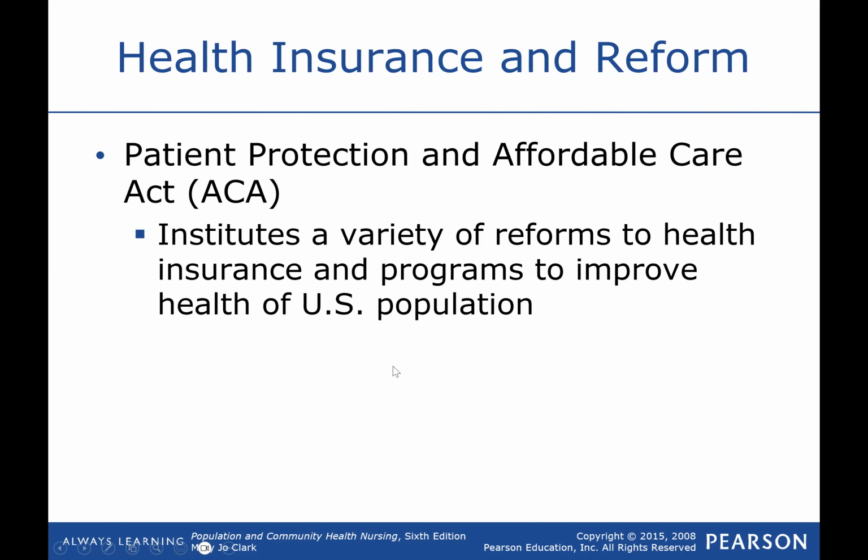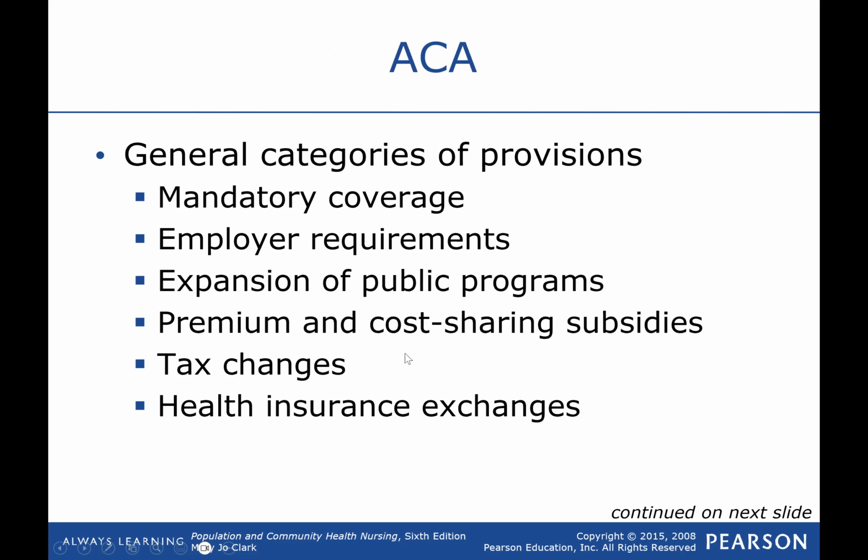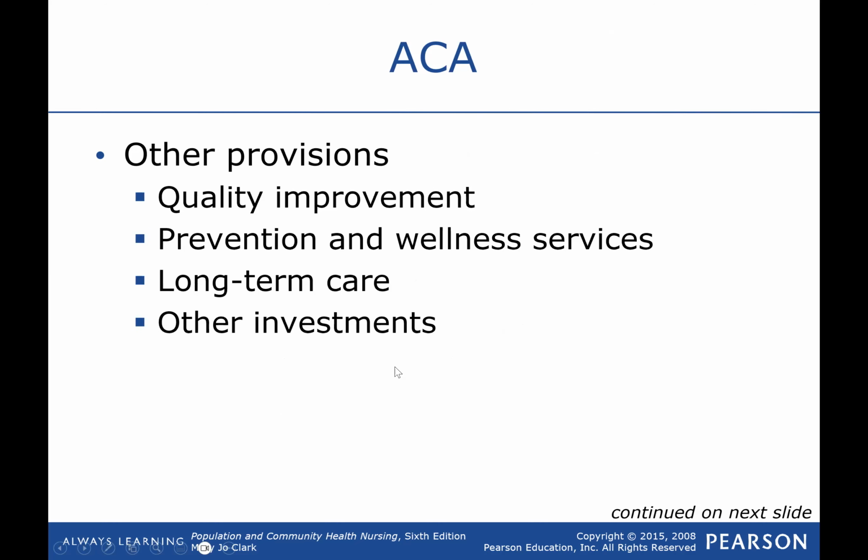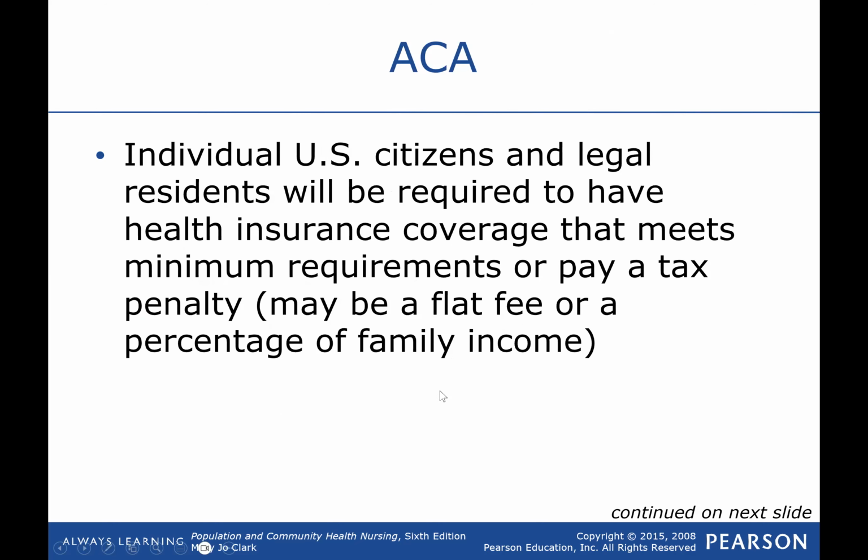So health insurance and reform, we have the Patient Protection and Affordable Care Act, ACA. A lot of people just call it Obamacare. It institutes a variety of reforms to health insurance and programs to improve the health of the United States population. So we have different provisions: mandatory coverage, employer requirements, expansion of public programs, cost sharing, subsidies, tax changes, and health insurance exchanges. We'll go through all those.